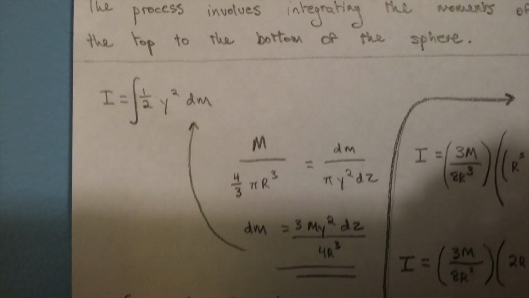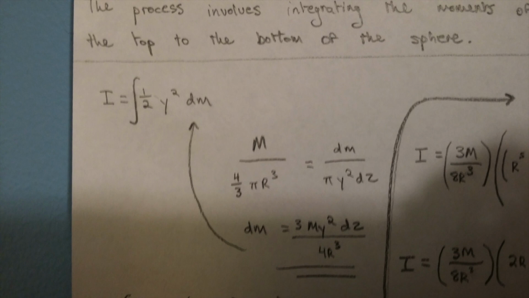We start as we normally do with the equation: the moment of inertia is equal to the integral of r squared dm. But in this case we don't have r squared, but rather we have 1/2 y squared under the integral. This is the case because the moment of inertia of the disk is 1/2 y squared dm. And we're trying to add the moments of inertia of all the disks that make up the sphere to find the total moment of inertia of the sphere. So that's why we have 1/2 y squared instead of r squared under the integral.